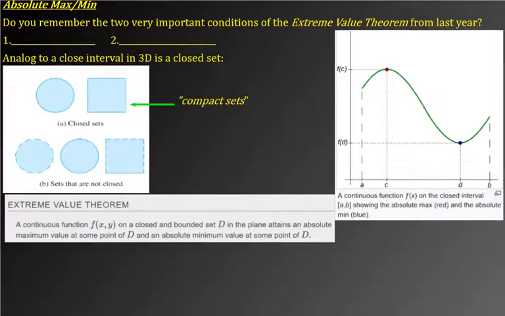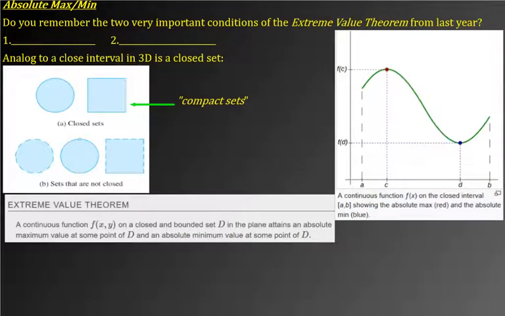So the plan for today is to build off of the local max and min work we did last time and talk about absolute max and min problems. So this is kind of related to that really famous Calc 1 result called the Extreme Value Theorem.